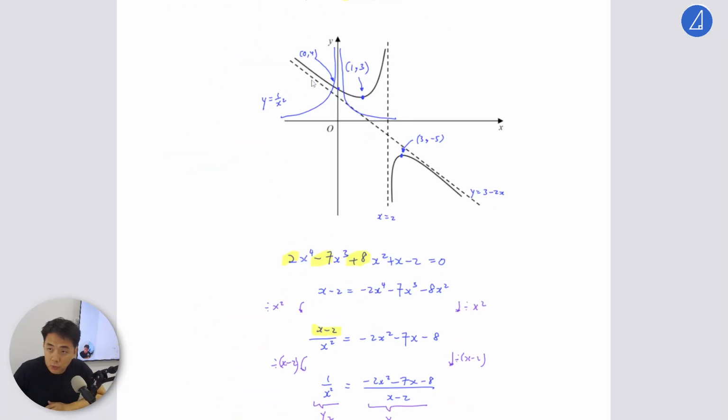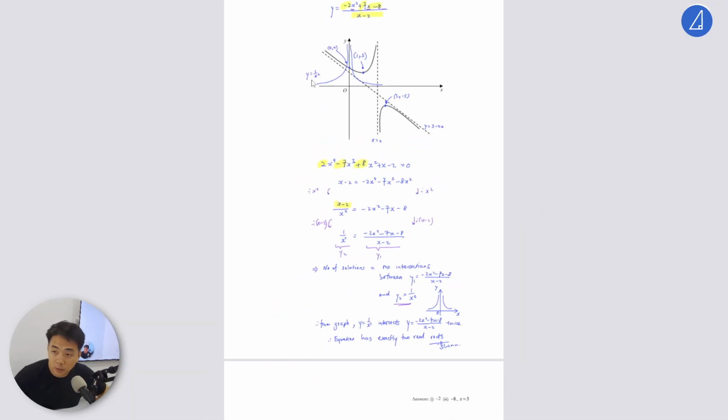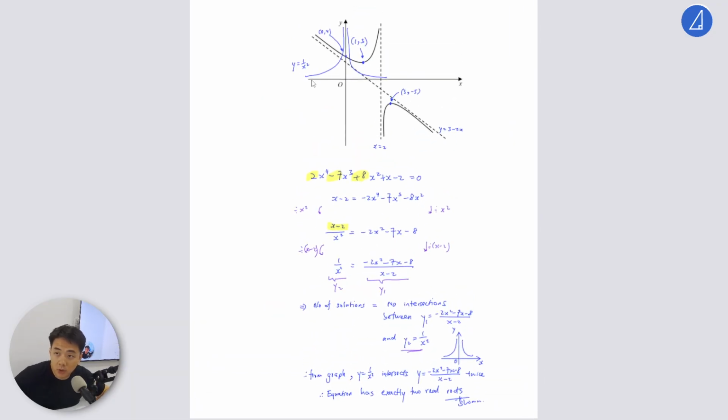They want you to show that there are two intersection points. So from the GC you can see that. Okay. So there you go. You are able to show it. You just draw the curve out and show that they intersect twice. Then that's why you have two real solutions. Okay. So that's how I do this question here proficiently.